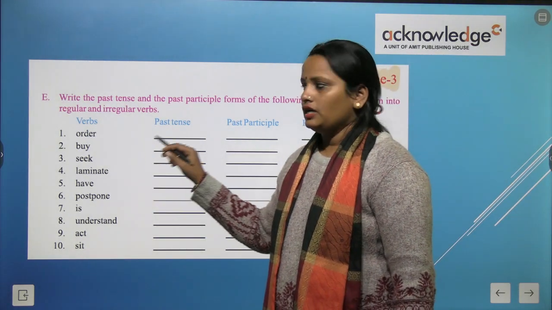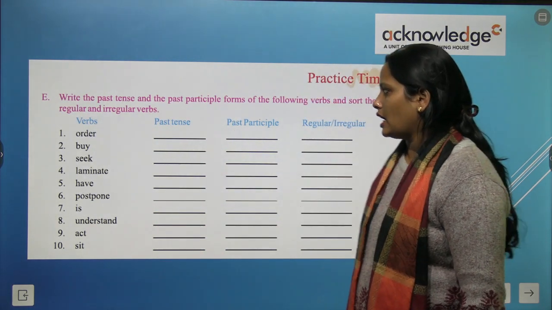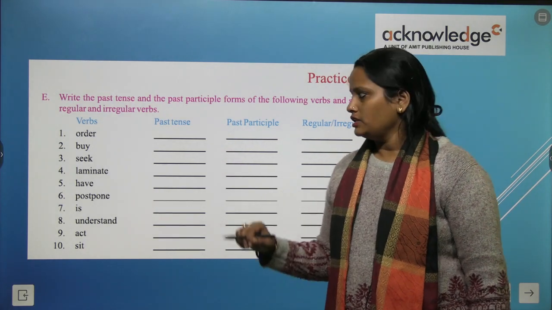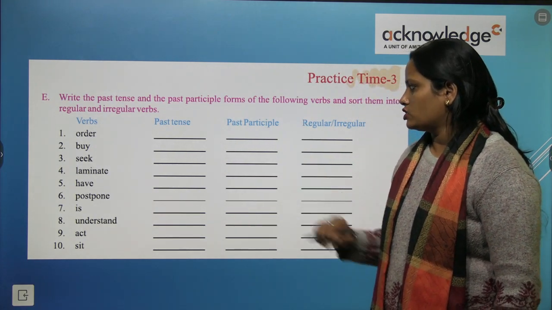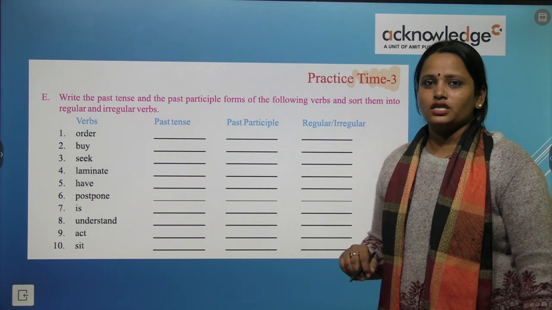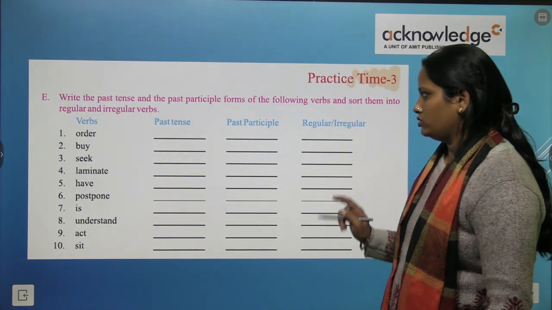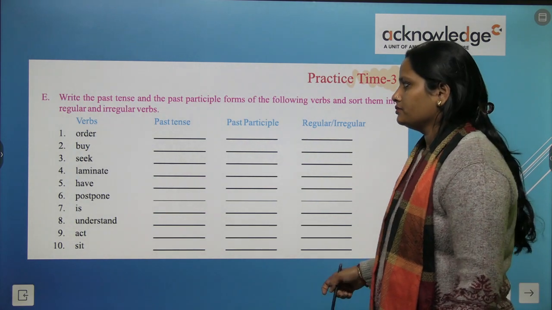Buy का यहाँ पे past form हो जाएगा bought. So here we have to write bought. And here also we have to write bought, and it is the irregular form. Rest questions you have to do on your own. Find it out and do it.